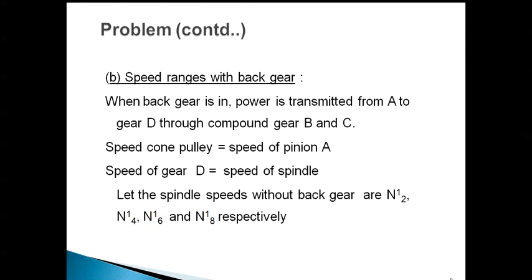Speed of cone pulley is equal to speed of pinion A, because A is directly connected to the cone pulley, so how much the cone pulley rotates, that speed is equal to the pinion speed. And gear D speed is equal to the speed of the spindle, because gear D is keyed to the spindle. So let the spindle speeds with back gear be N2 dash, N4 dash, N6 dash, and N8 dash respectively.